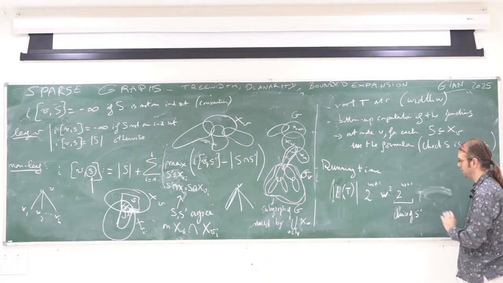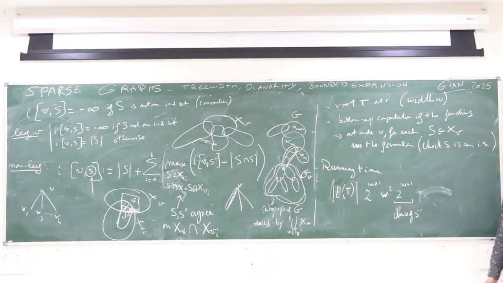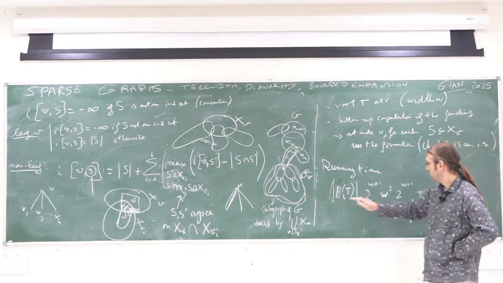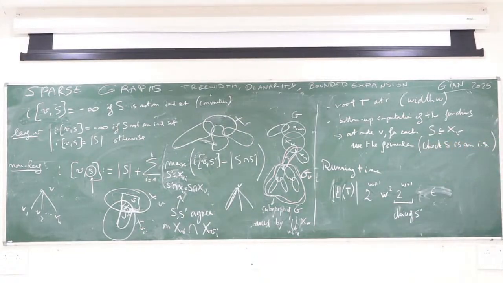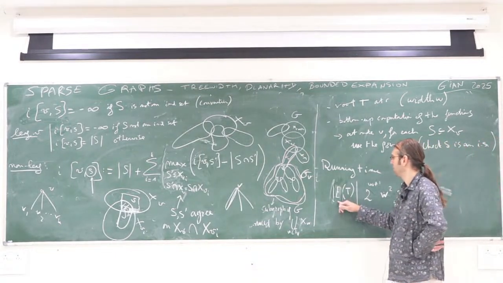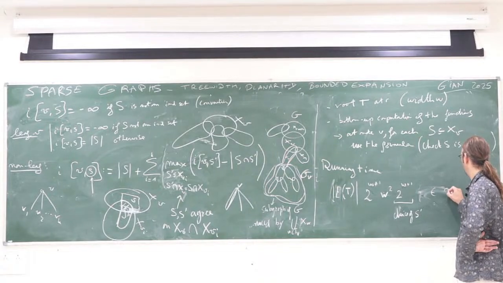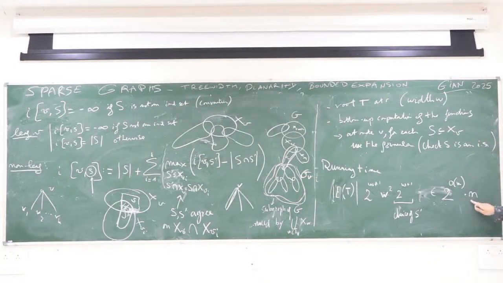Anyway, the important thing here is that the exponential part only depends on the size of the bags, on the tree width. Okay, one thing about this tree decomposition: we can assume that it has a linear number of nodes as a function of the vertices of the graph G. This is, let's say, n, where n is the number of vertices of G.